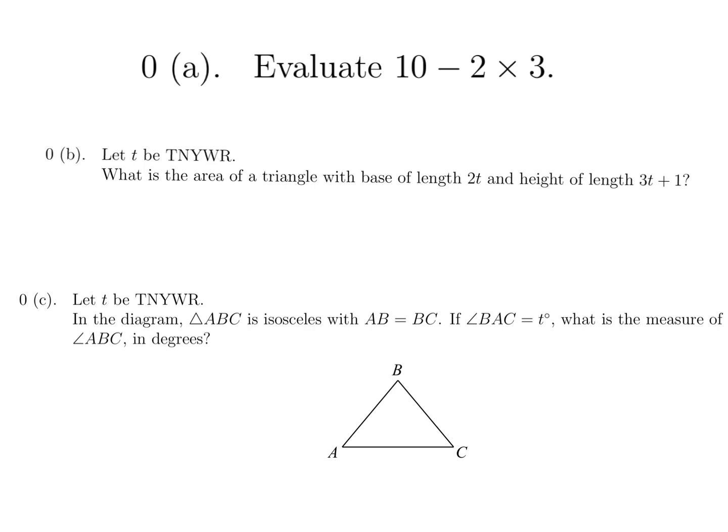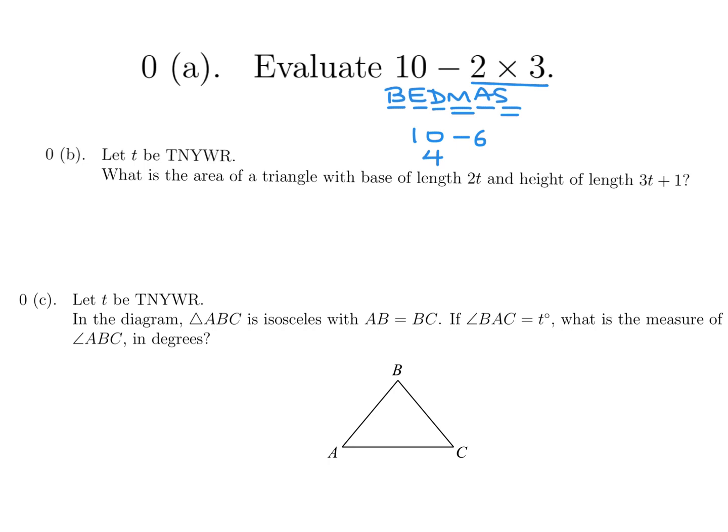0a. Evaluate 10 minus 2 times 3. This is basically giving you a little bit of exercise in BEDMAS, right? Brackets, exponents, division, multiplication, addition, and subtraction. Since multiplication comes before, you do that first, and then you would do the subtraction. So it would be 10 minus 2 times 3, which is 6, and then 10 minus 6 is 4.